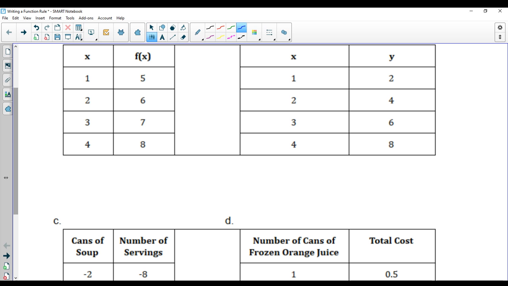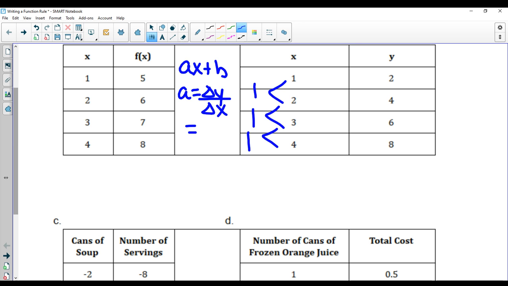Okay, let's come over here to the second one. We got x and y. So remember, we're using ax plus b, and a is going to be change in y over change in x. All right? So let's look for our changes. So 1 to 2, that's 1. 2 to 3 is 1. 3 to 4 is 1. Okay? This might stay 1 the whole time. It doesn't have to be, but I think for what I've done, it is going to. But I might be wrong. We'll see.